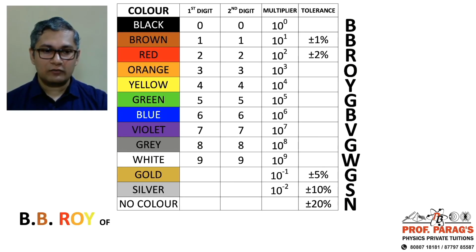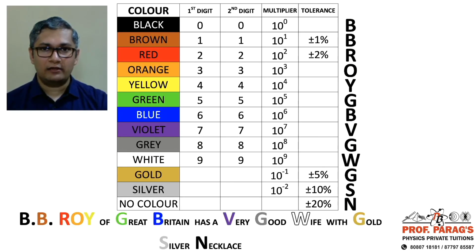So what is the mnemonic here? Very simple. It's B.B. Roy of Great Britain has a very good wife with gold silver necklace. So you see, I have kept the font size more for the main colors here, right? Black, brown, red, orange, yellow, green, blue, violet, gray, white, gold, silver, and no color. I'm just writing no color with black, but no color is not black. No color means it's not there.